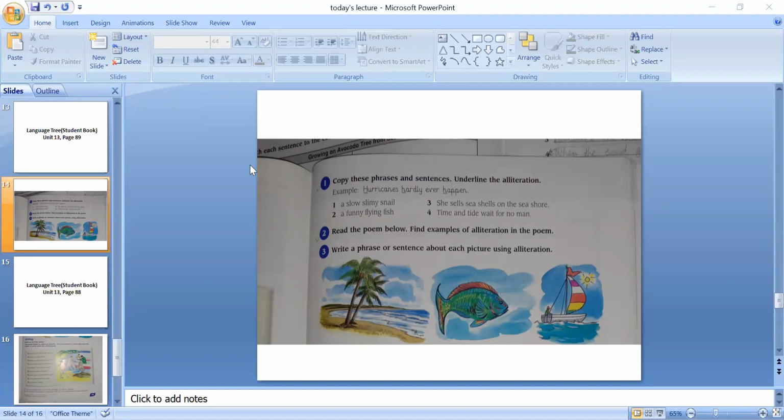And in question number 2, Ibra, unmute your mic. You are going to read the second question. Read the poem below. Find examples of alliteration in the poem. Okay, you will be reading it and side by side you will be telling me the alliteration.